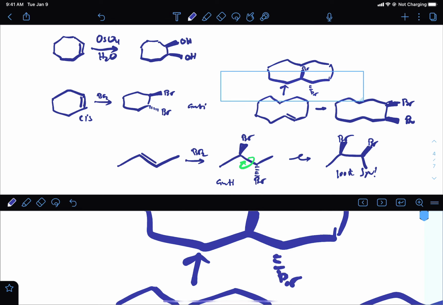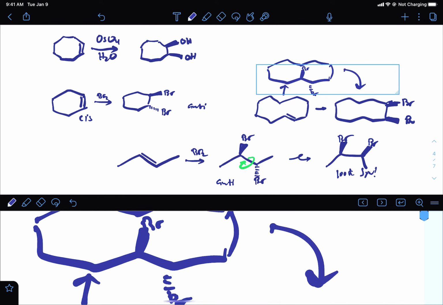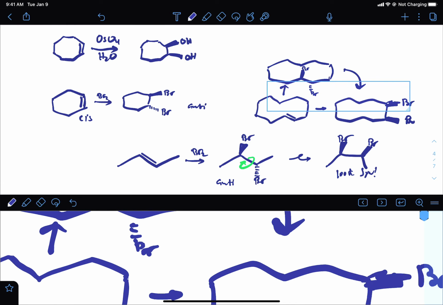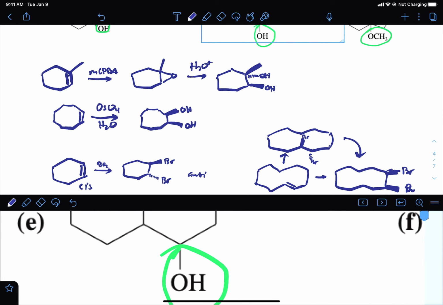Okay, it's not a different reaction. We're going to add anti across the double bond. But then in order to make the molecule look that way, we have to have it transposed. We have to have the ring flip, basically. And the ring can only do that if it's a big floppy ring like this. So that's a very, very tricky problem. I probably wouldn't worry about that one.